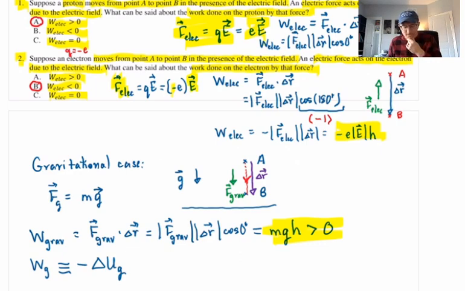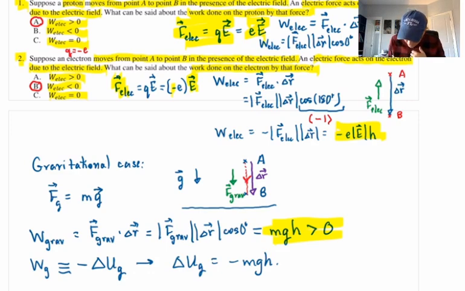So if we use that, and our answer for W grav, we can get a result for delta U grav for this mass going from A to B. It's just negative mgh, right? And it went down. It's a negative number, so the gravitational potential energy decreased by that amount, negative mgh.